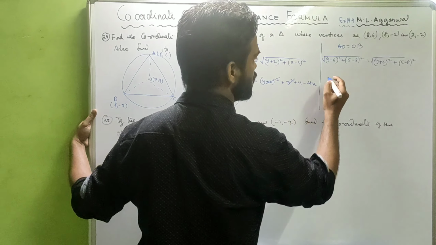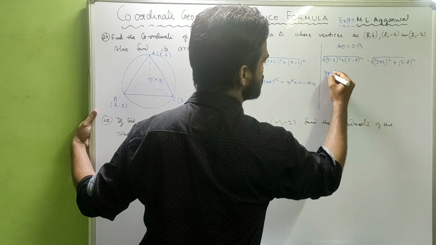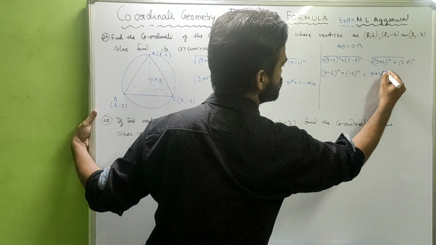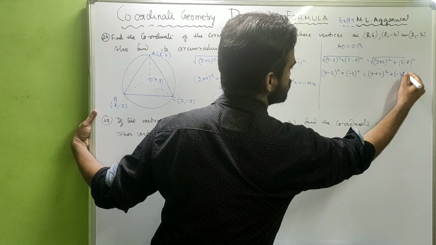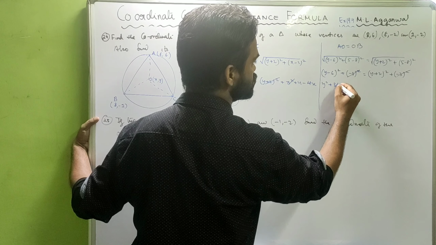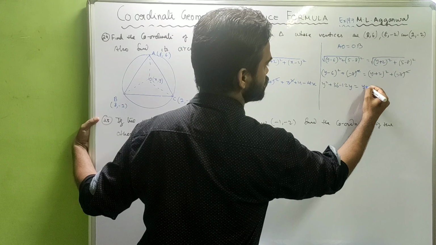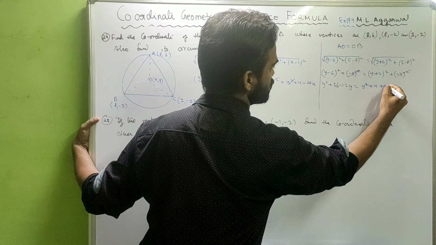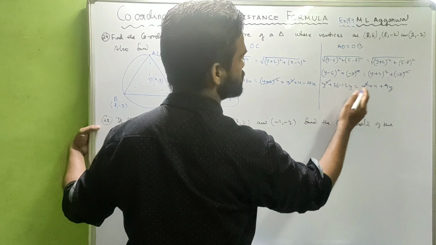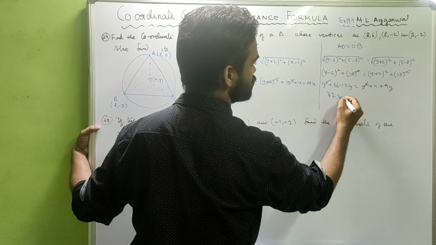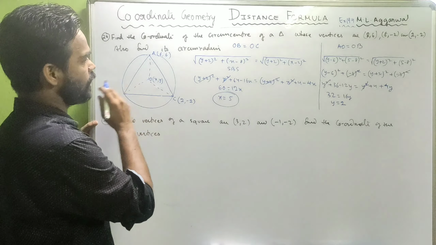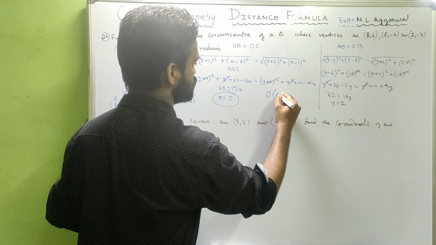Now squaring both sides, you get (y minus 6) whole square plus this is (minus 3) whole square is equal to (y plus 2) whole square plus (minus 3) whole square. This goes away. Next part, a square plus b square minus twice ab is equal to a square plus b square plus twice ab, isn't it? Y square goes away. So that's how much? 32 equals 16y. Y equals 2, which means the coordinate of O is (5, 2).